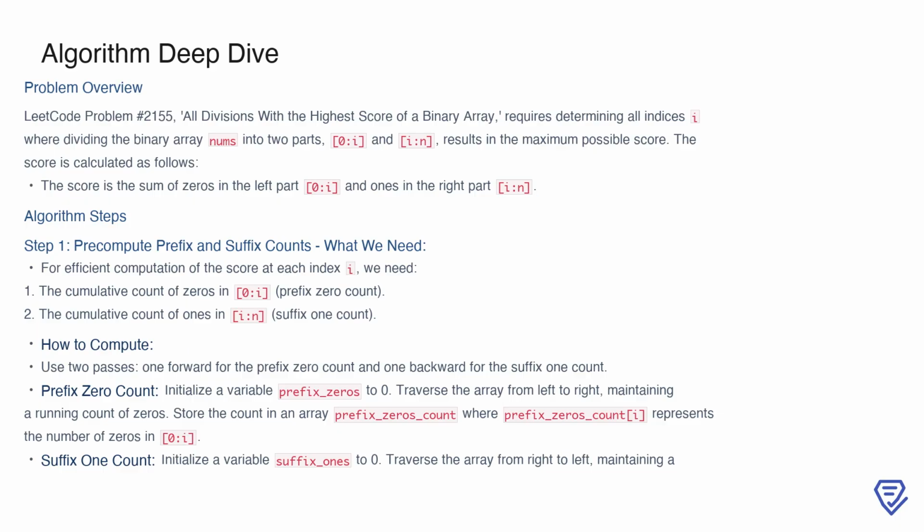To achieve this, we can use two separate passes through the array. First, we calculate the prefix 0 count by iterating from left to right and maintaining a running total of zeros. This is stored in an array where each element represents the number of zeros up to that index. Similarly, we calculate the suffix 1 count by iterating from right to left and maintaining a running total of ones, storing these values in another array. By pre-computing these counts, we set up the foundation for efficiently calculating the scores at each division point.